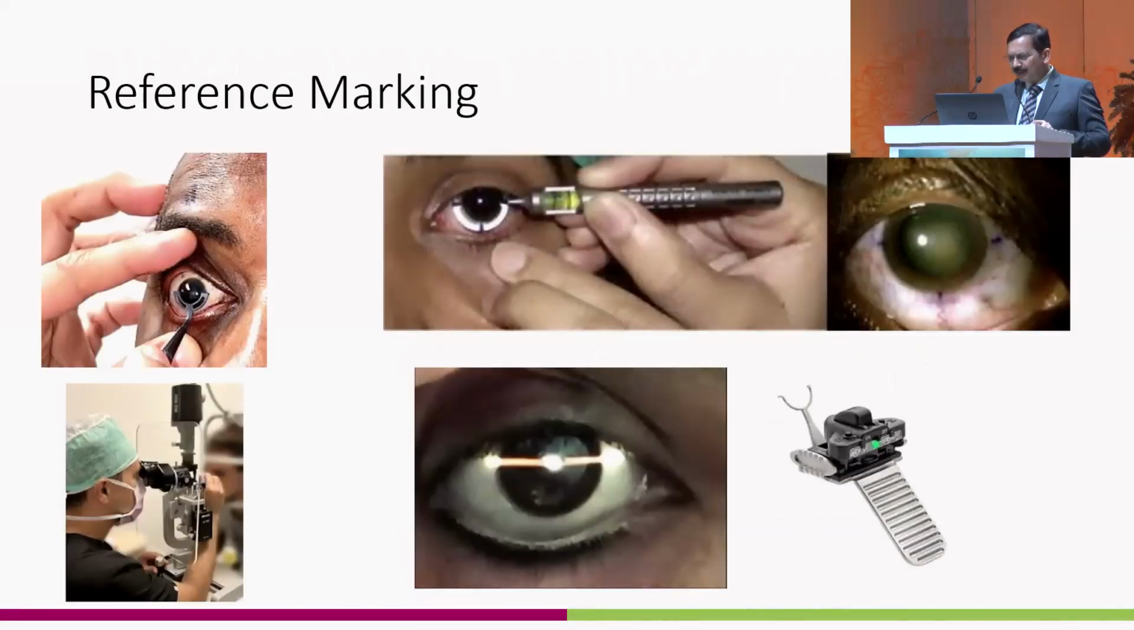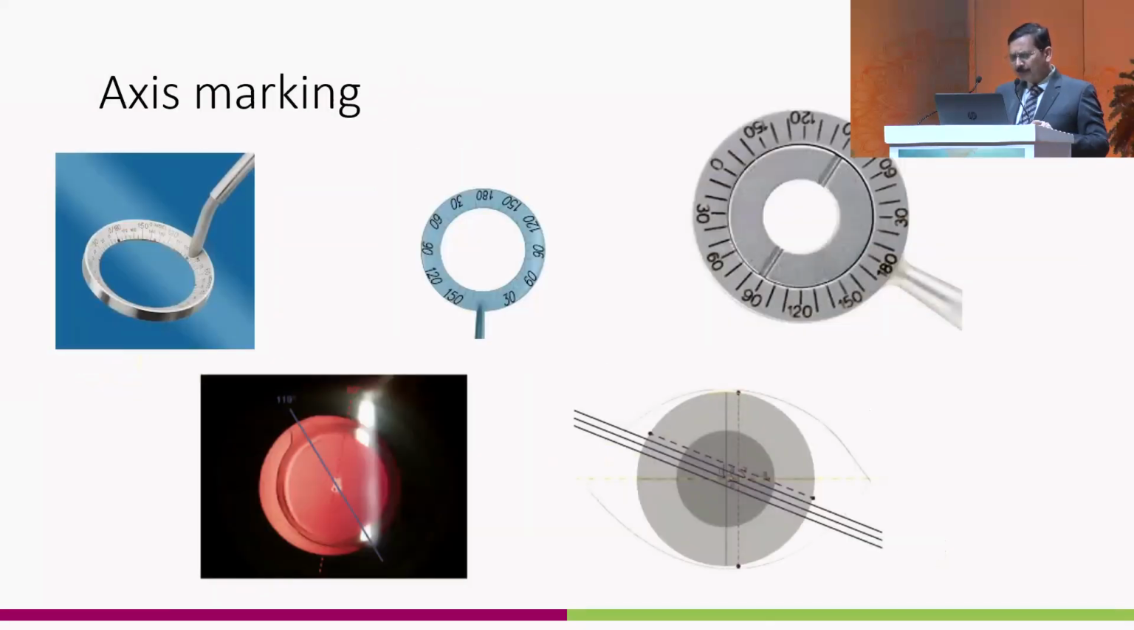Next important thing is reference marking. There are various ways. Manually, we can do it with the patient in the sitting position. Best way is to do it on a slit lamp. There are so many markerless things available now in the form of Verion or Callisto. And axis marking can also be done with the Mendez marker, which is normally being done. Any rotation more than 10 degrees becomes clinically significant and requires re-rotation if the patient complains.